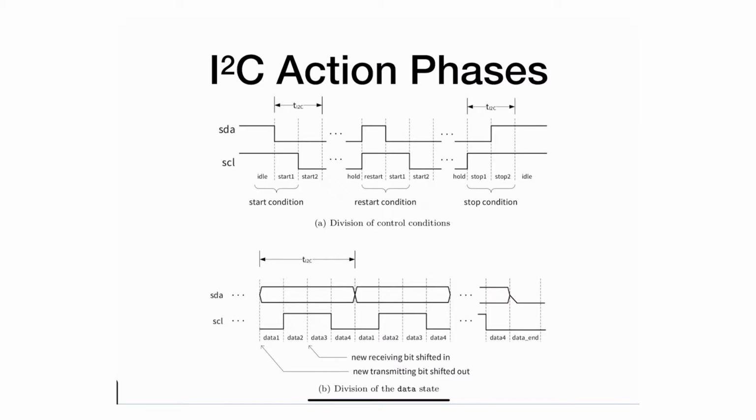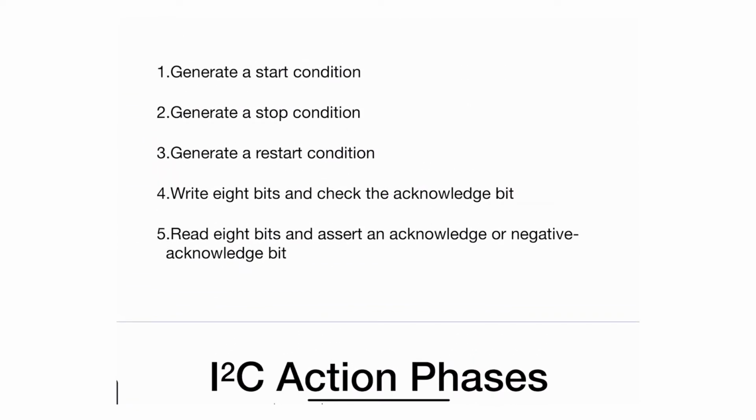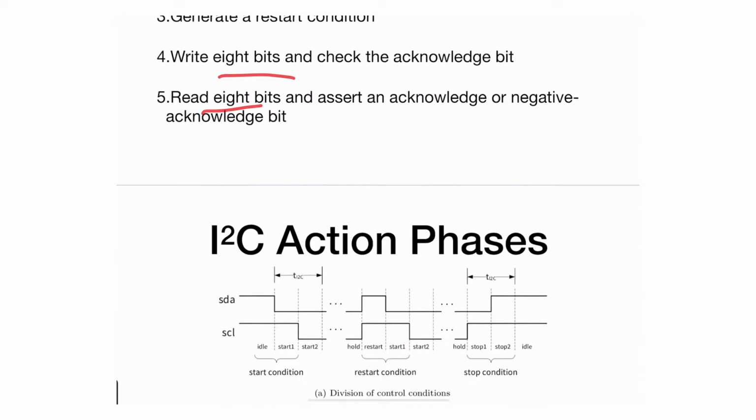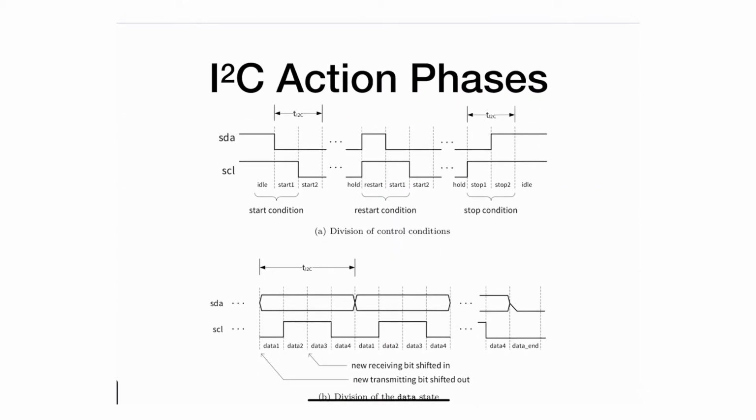Okay, so we go back to the phases idea. Again, my controller should implement the start condition, stop condition, or restart, and it should actually write or read 8 bits. So let's take a look at the start, restart, and stop conditions. Here, we implement them in phases, and for these 3 actions, each one of the phases is exactly half a clock. So this is half a clock period, this is half a clock, this is half a clock, this is half a clock, and this is half a clock.